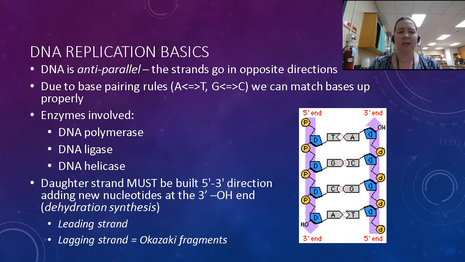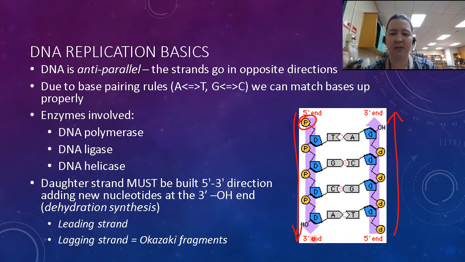A couple of things about DNA replication. DNA is known as anti-parallel. So that means the strands are going in opposite directions. So if you look here, we've got the 5' to 3' end, and then the 5' to the 3' end. So that's what it means in the fact that it's anti-parallel. The 5' end means there's a phosphorus. The 3' end means there's a hydroxyl group available.